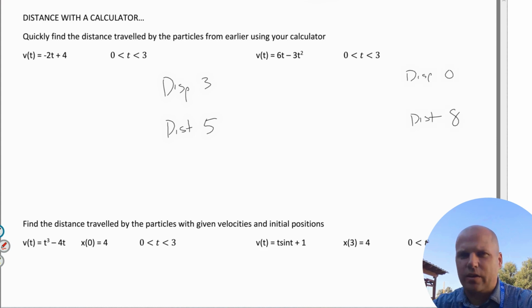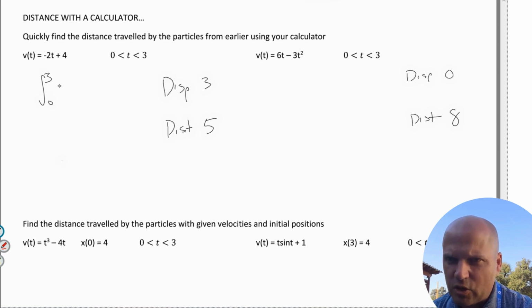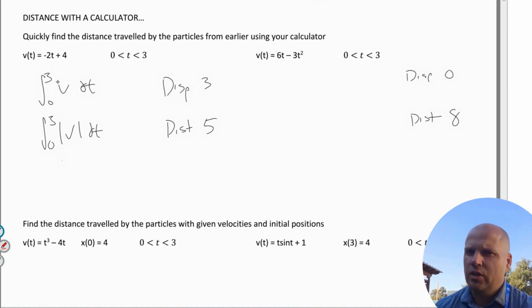How can we find that quickly without a calculator? Well, we can just accumulate your meters per second times seconds. We can accumulate your positive meters per second, your speeds. Velocity times time, speed times time. Done. Same thing here. So let's just see.